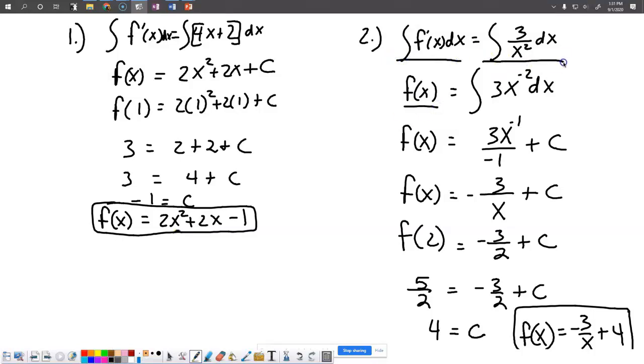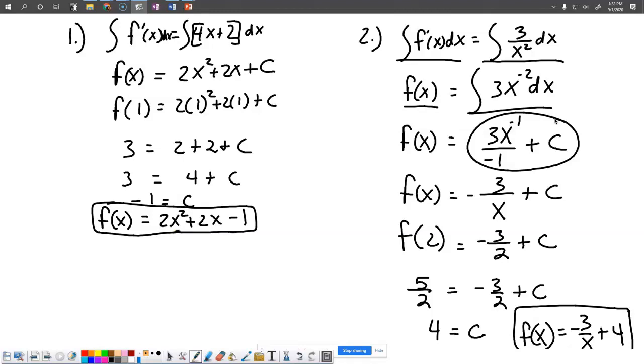But from here, I didn't integrate. I just changed the way it looked. I didn't like the 2 on the bottom, so I moved it to the top. That's not integration, so the integral symbol's there. But notice when I get to this next step, the integral symbol's gone because I applied the reverse power rule, right? The integration power rule. So I integrated it. And so now the integration symbol's gone.